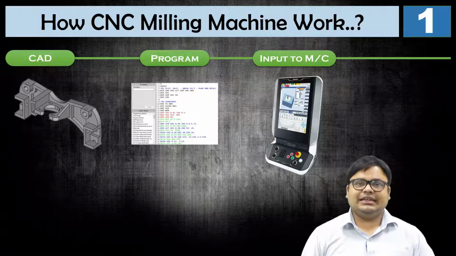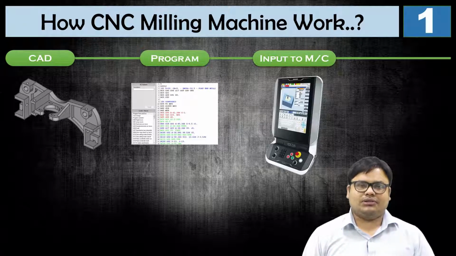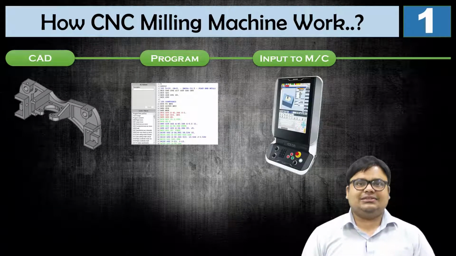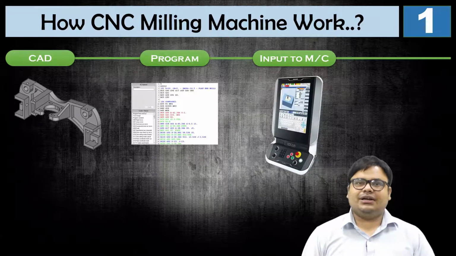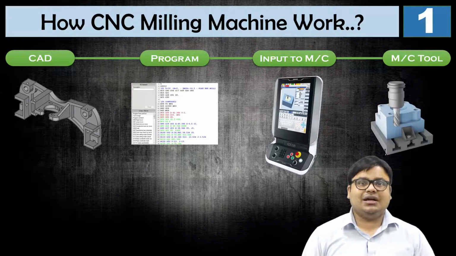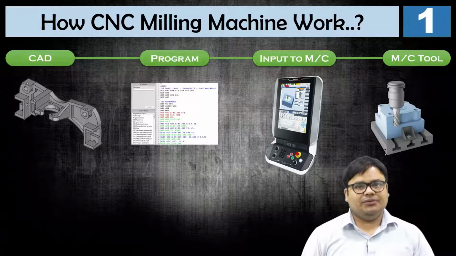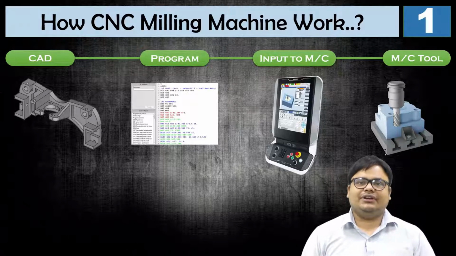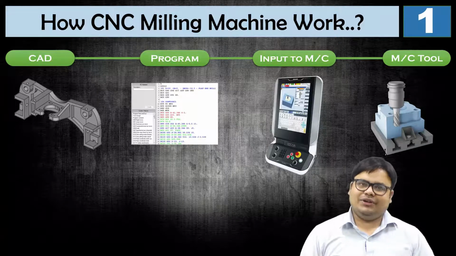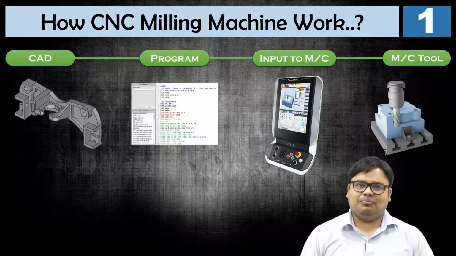We'll be discussing these things in detail, but I am just giving you a basic idea of how the CNC machine works. Next, after inputting through the controller, the controller will control the movement of the machine. That is the basic fundamental behind how the CNC milling machine works. Now let us start in detail. The CAD part we will not discuss, let us start with the programming one.